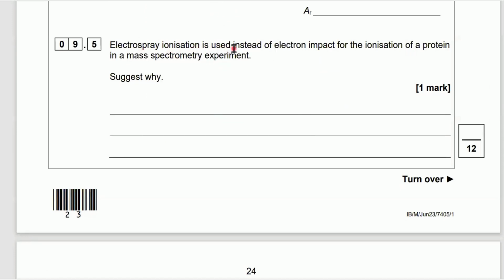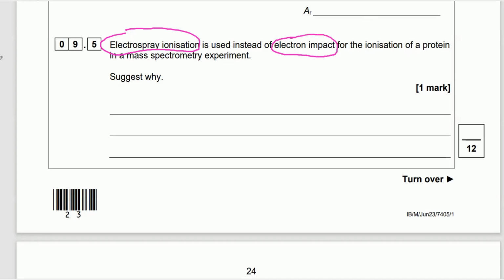Okay, so this last question to this, 9.5, electrospray ionization is used instead of electron impact for the ionization of a protein in a mass spectrometry experiment. Suggest why. So these suggest ones can always be quite difficult for some people, but think about it. Electrospray ionization is used instead of impact. What's the general difference here?